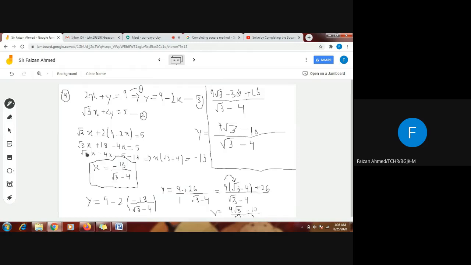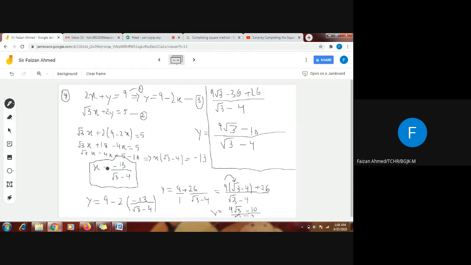On simplification, the value of x will be equal to minus 13 upon root 3 minus 4, because I have to take x as common from these two, as there are two x terms in this equation. So I take x as common, and the rest will be written in a bracket, root 3 minus 4. And now since I have to find the value of x, I have to move this thing to the other side, and it will be divided. So minus 13 upon root 3 minus 4 is the value of x.